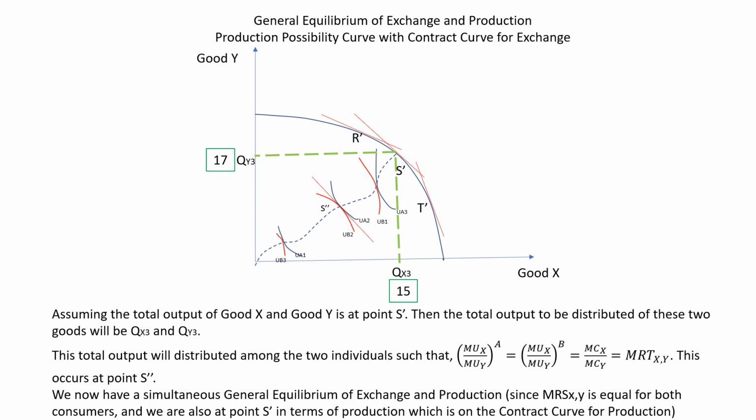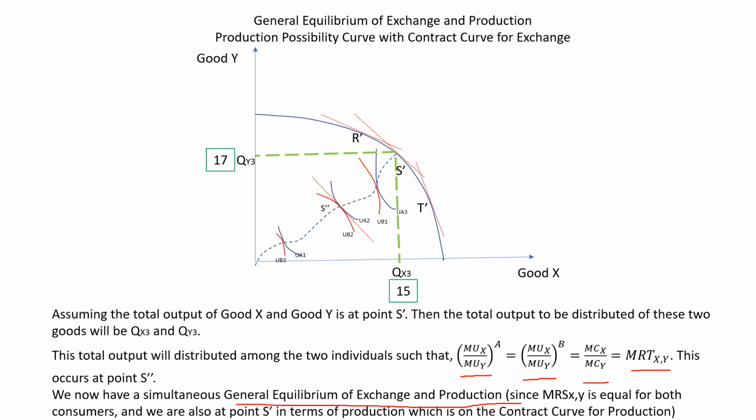So finally, the mathematical condition that we are looking at for the general equilibrium of exchange and production is the fact that at the point where there is both a general equilibrium of exchange and production, there's an equality of the relative marginal utilities of X and Y for consumers A and B, which is also equal to the marginal cost of production of X and Y. So the relative utilities for the consumers are equal to the relative marginal costs of production of X and Y at equilibrium when we are talking about the general equilibrium of exchange and production.